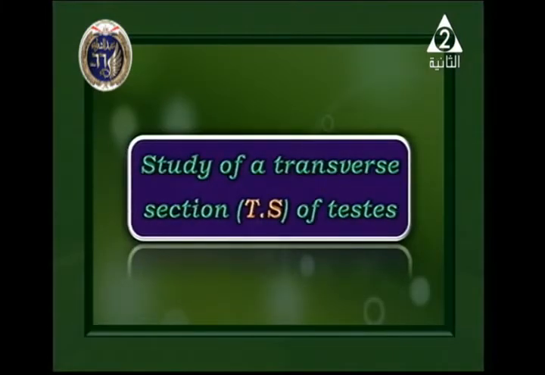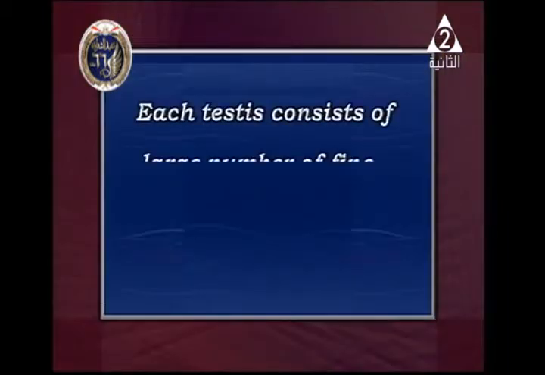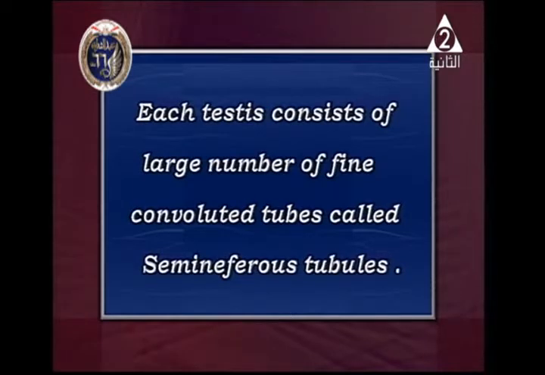Well, to study more about how the sperms are formed inside the testis, we need to study a transverse section of the testis. Each testis consists of a large number of fine convoluted tubes. They are called seminiferous tubules. Convoluted means they are twisted over and over around each other.